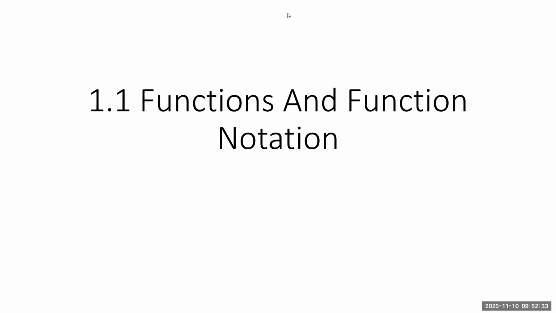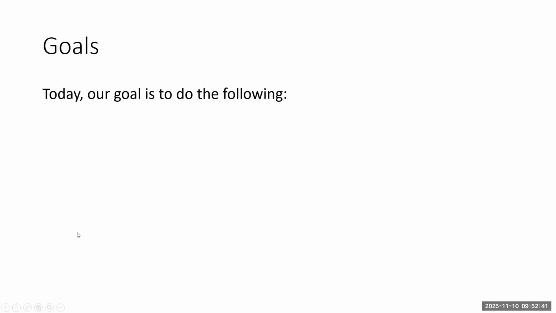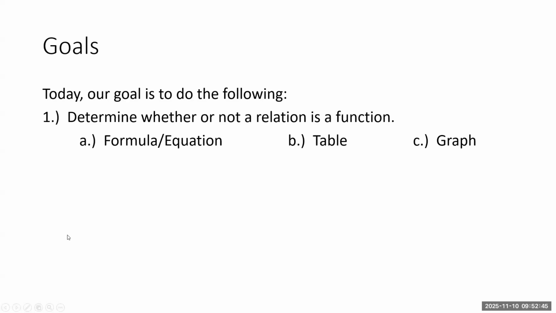Hello, everyone. Today we're going to be discussing section 1.1, functions and function notation. Goals. Today our goal is to do the following. 1, determine whether or not a relation is a function. We're going to do this with A, a formula/equation, B, a table, and C, a graph.